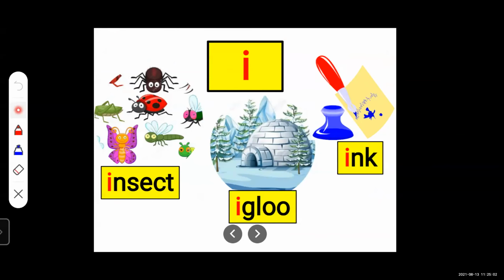So now see at the screen. The vowel is same, but sound is a little different. E. Very good. So vowel is I, but sound is E. So I for insect. I for igloo. I for ink. Very good.